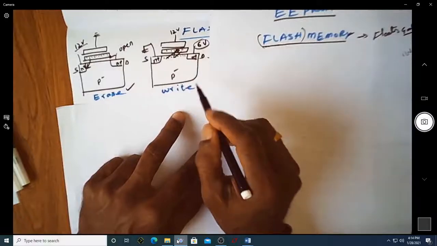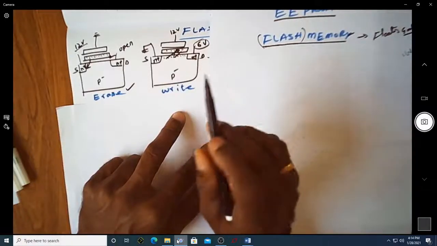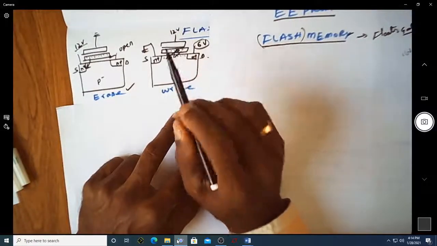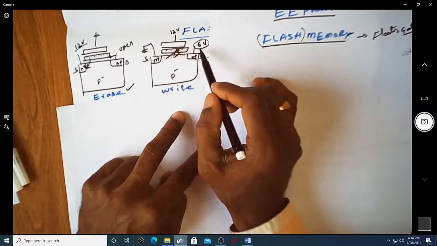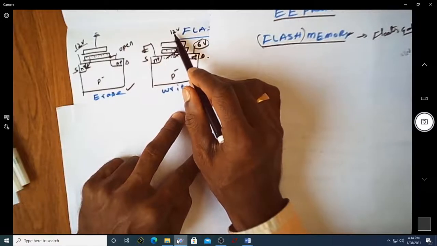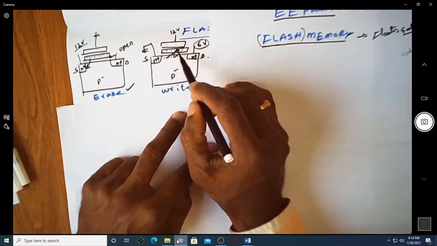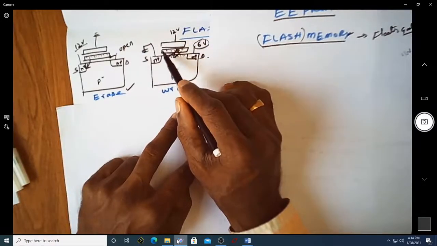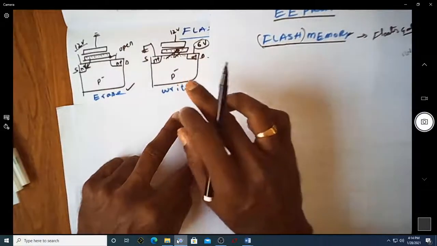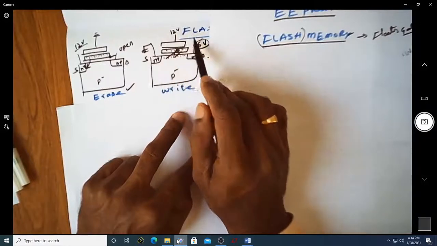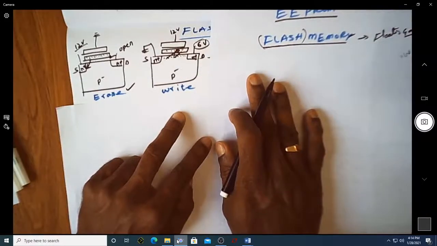If you want to increase the threshold voltage of any transistor, you make that particular transistor's source 0 volt, its drain 6 volts, and you apply 12 volts to the gate, meaning that you will be making the electrons go and sit in this floating gate, which will enhance the threshold voltage of the MOSFET which has been set with these voltages.